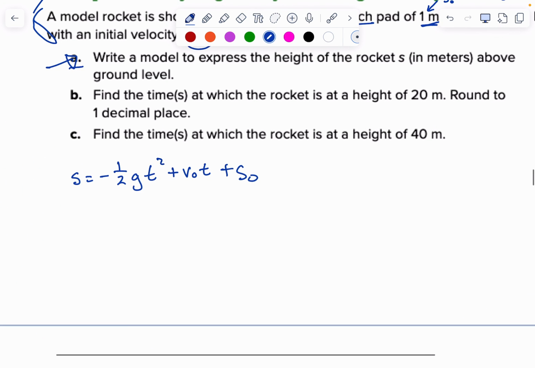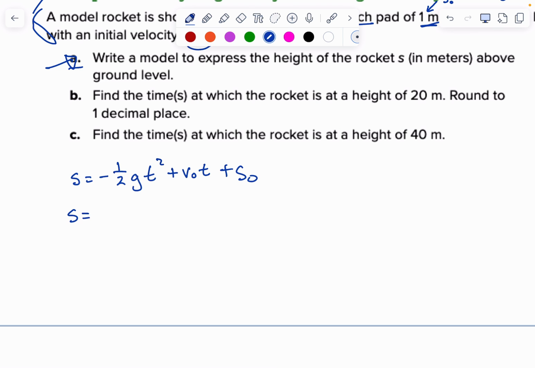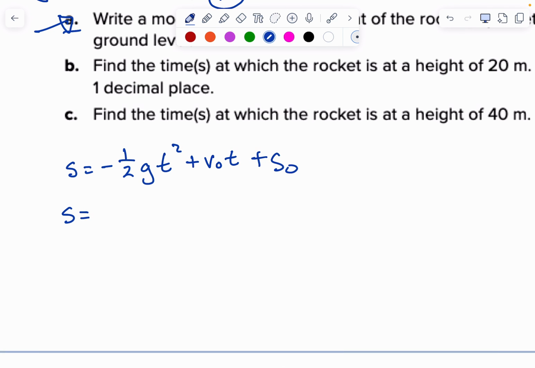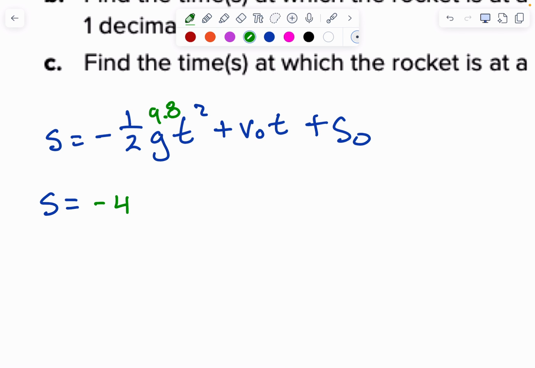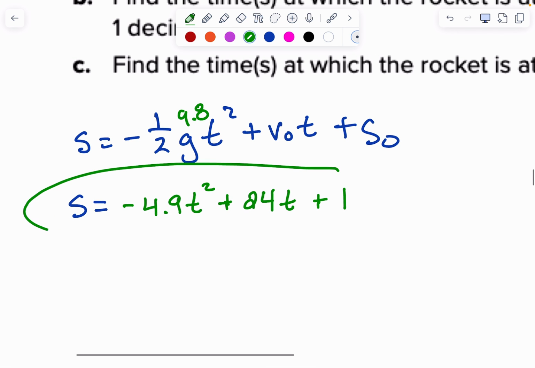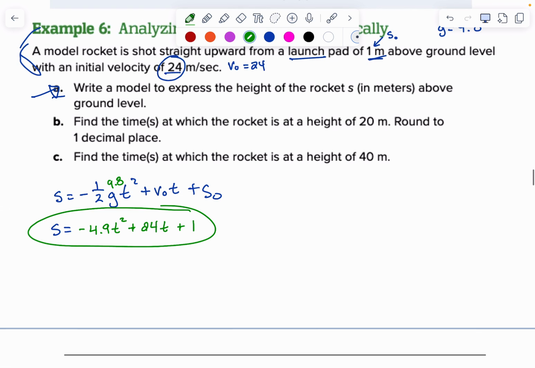Okay. All right. So we got to plug stuff in. So S equals negative 1/2 G. We know that G is 9.8. Let's go ahead and do 1/2. That would be negative 4.9 T squared. T is going to stay as our variable, right? Plus 24 because we're launching it up, right? 24T. And then plus 1. There you go. There's part A. That's our equation that we have. Now they're going to have us actually solve for stuff.